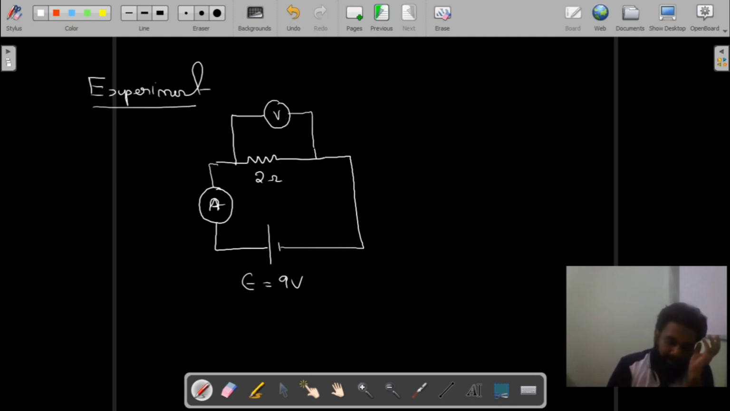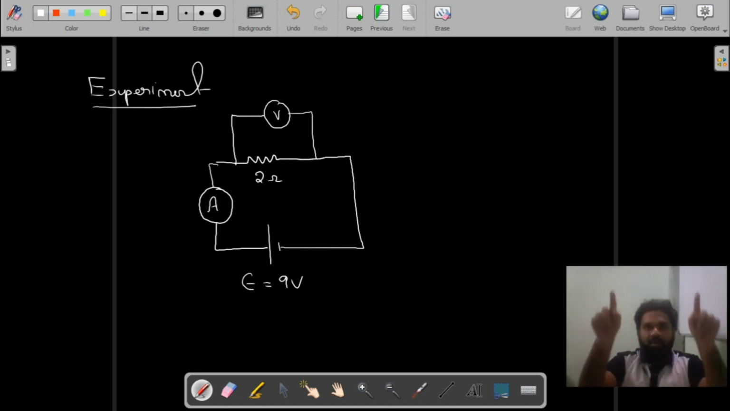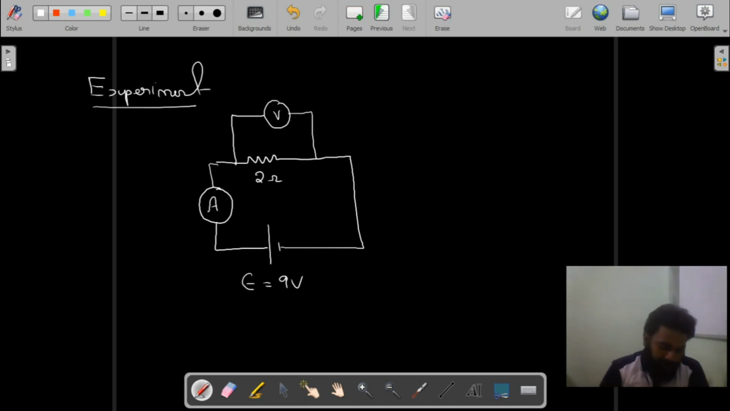Why do we connect an ammeter? We will study ammeter and voltmeter in detail in this chapter. Now we just need to understand that an ammeter is a measuring device. If we connect it in the circuit, it will measure current and show a value like 2 ampere. Then the voltmeter measures voltage. Across the resistance, we connect the voltmeter parallelly just to understand the voltage difference across two terminals. So we connected a voltmeter and an ammeter. EMF is 9 volt and resistance is 2 ohm.